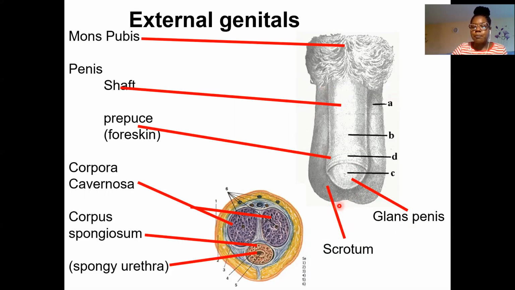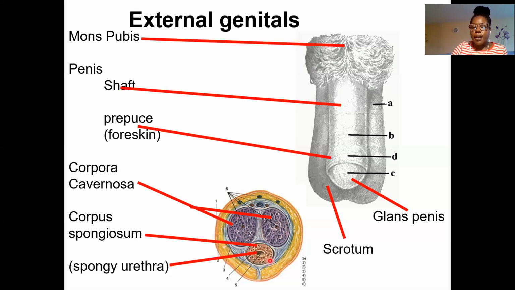If we look at a cross-section of the penis, we can see the erectile tissue that makes up the penis. There are paired groups of erectile tissue called the corpora cavernosa, and then there's a singular group of erectile tissue called the corpus spongiosum. This is where the urethra, specifically the spongy part of the urethra, transcends. Okay, so we have the corpora, because they're paired, corpora cavernosa, and the corpus spongiosum.